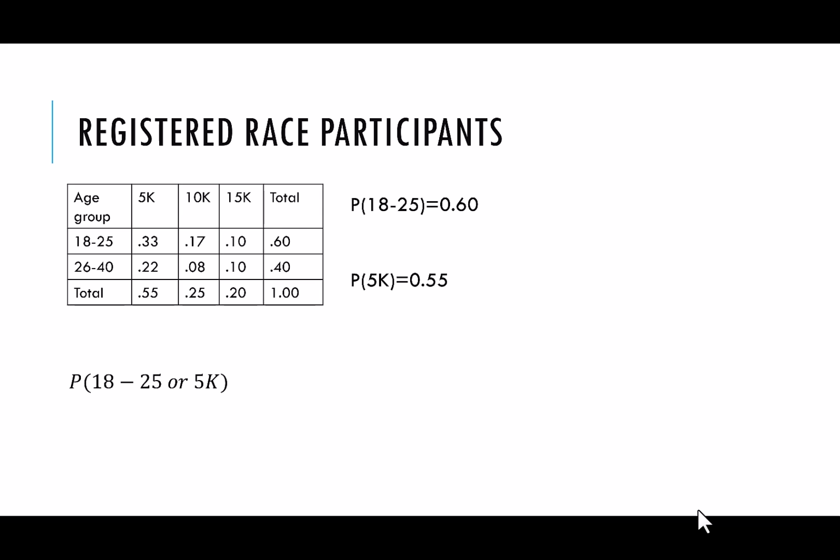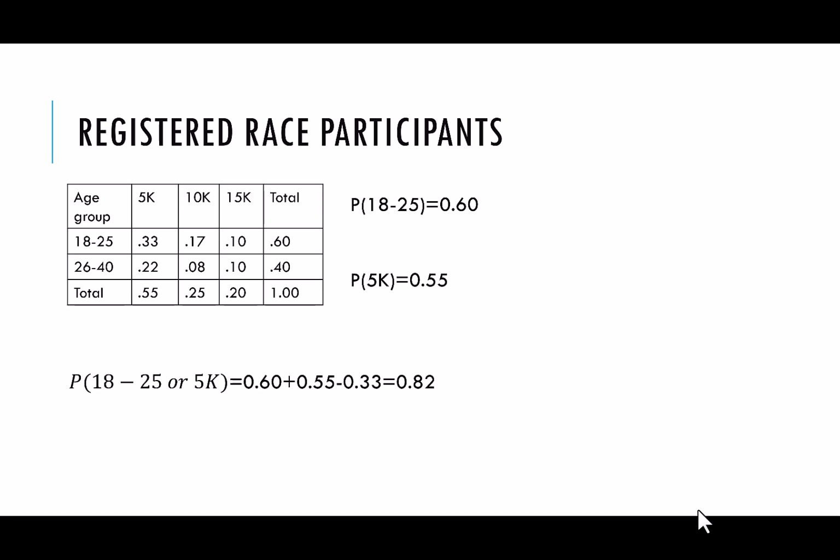We know we need to add together the 0.60 from 18 to 25 and the 0.55 from the 5K racers. Then we need to subtract the participants that are 18 to 25 and ran the 5K race, which is 0.33. 0.6 plus 0.55 minus 0.33 gives us a total of 0.82.